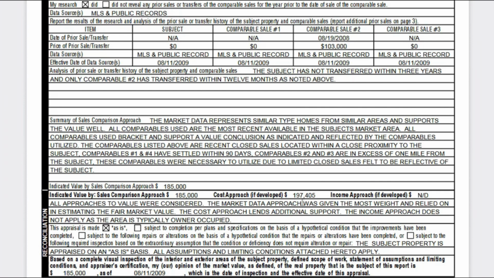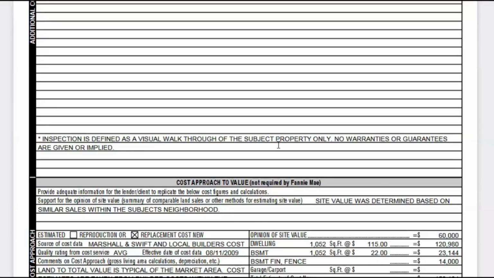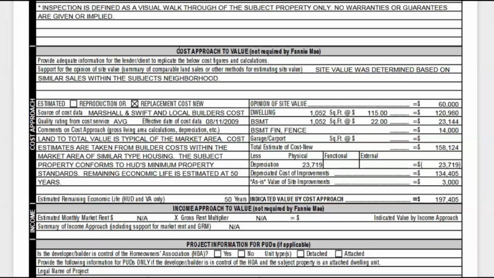The market data approach was given the most weight, meaning the sales comparable approach was given the most weight and relied on in estimating the fair value. The cost approach lends additional support. Income approach does not apply as the area is typically owner occupied. And then the other important part is the cost approach. This is what I said, that it's a bunch of BS, but you still have to go through it.